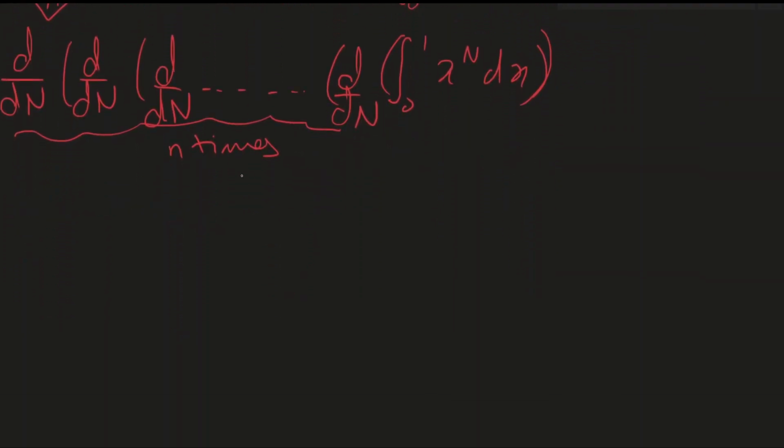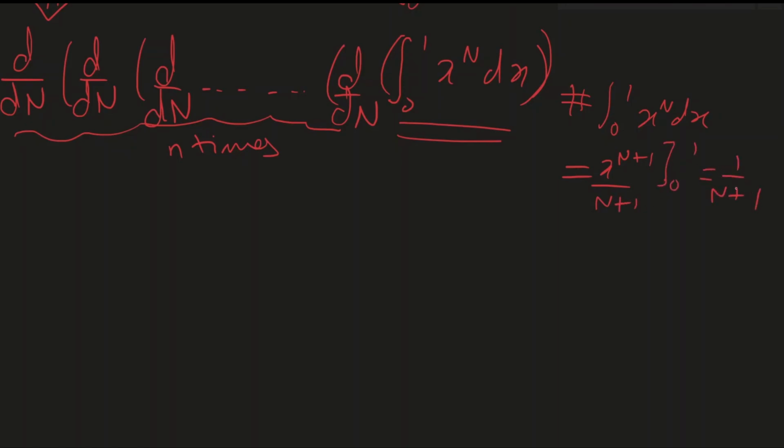So what I can do here is I can first compute the integral and then I can start differentiating. So I'm going to go from inside to outside, right? So the integration of x^n dx from 0 to 1 is going to be nothing but x^(n+1)/(n+1), evaluated from 0 to 1, which is going to be nothing but 1/(n+1).